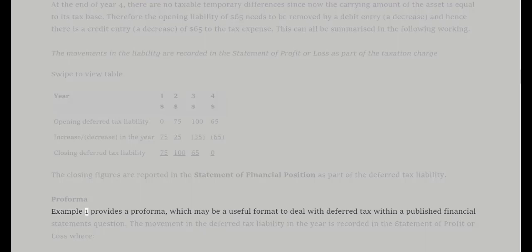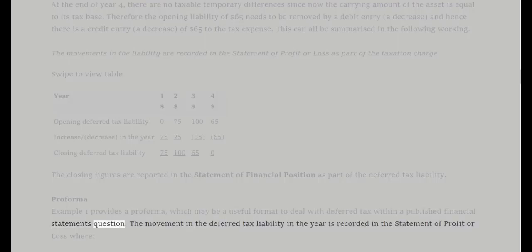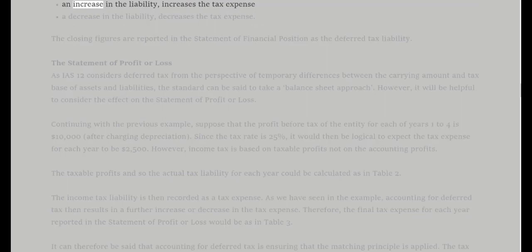Pro forma example 1 provides a pro forma, which may be a useful format to deal with deferred tax within a published financial statements question. The movement in the deferred tax liability in the year is recorded in the statement of profit or loss, where an increase in the liability increases the tax expense. A decrease in the liability decreases the tax expense. The closing figures are reported in the statement of financial position as the deferred tax liability.